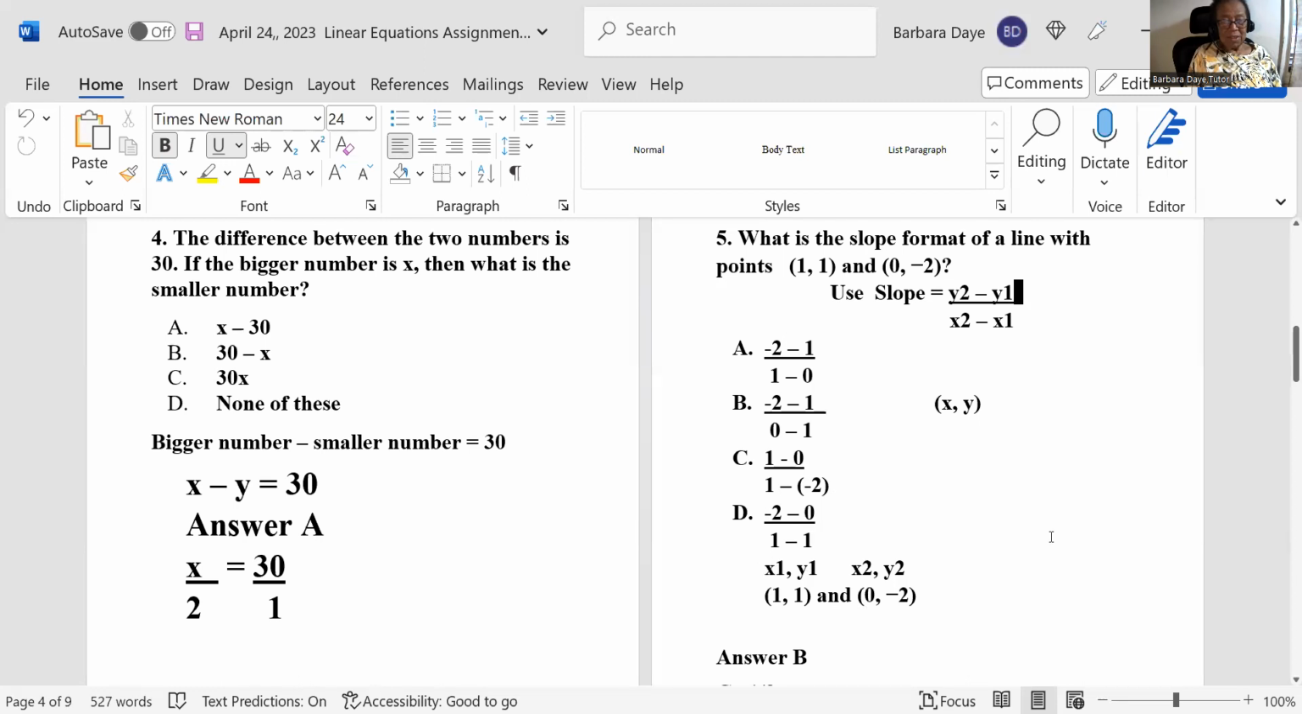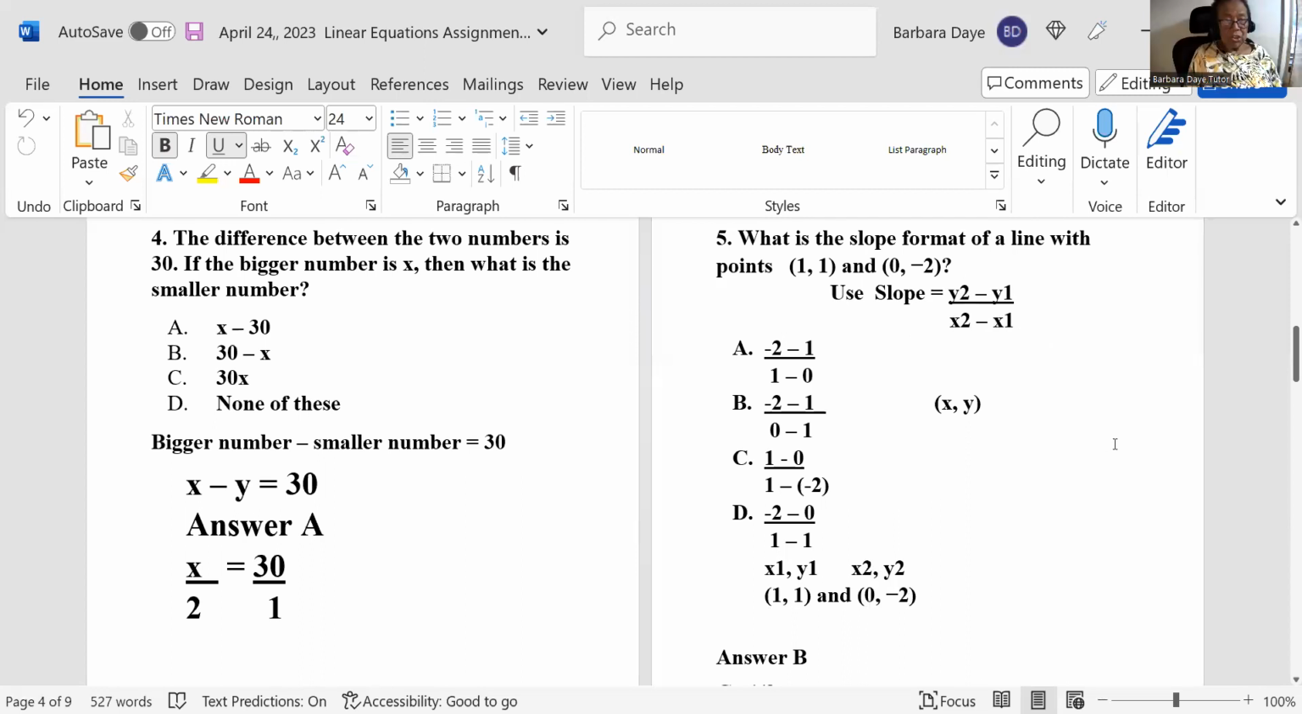Is that clearer? Yes, Miss Barbara. Thank you. If you think you may get them mixed up, that's why I suggest you just label them. Put the X1 over its value, the Y1 over its value, the X2 over its value, and then the Y2 over its value. Then you can just substitute in the formula right here. Got it?